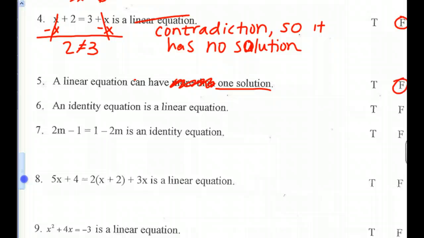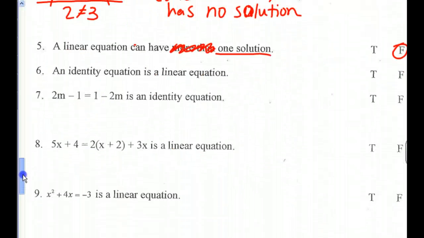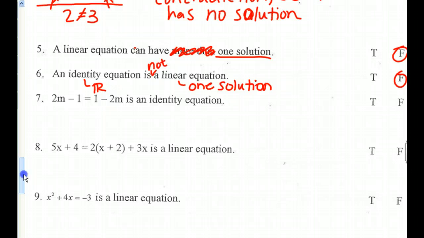So that's false. An identity equation is a linear equation. Well, remember, an identity equation is all real numbers. So an identity equation can't be a linear equation, because identity means all real numbers and linear means one solution. Well, all real numbers is not one solution. So this is also false. And we want to put not right there. Is not a linear equation. And that's the reason why: identity is all real numbers, linear is one solution.